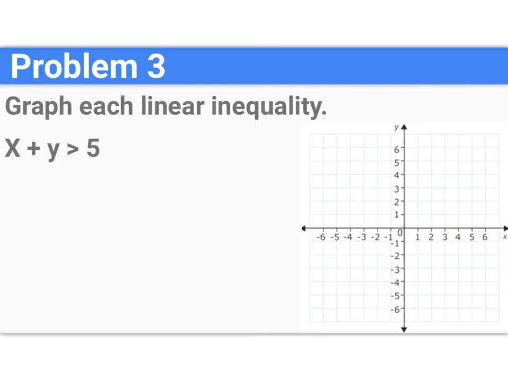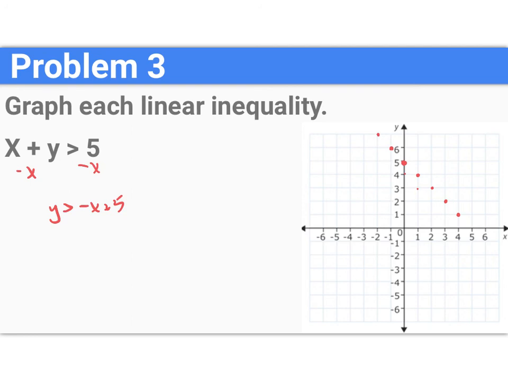Okay, graph the linear inequality. Subtract x from both sides. Y is greater than -x plus 5. Okay, so when x is 0, y is 5. -x is -1, so I go down 1 and over 1, down 1 and over 1. So these are my points at the corners of each box.